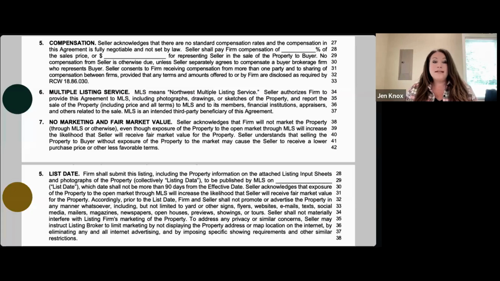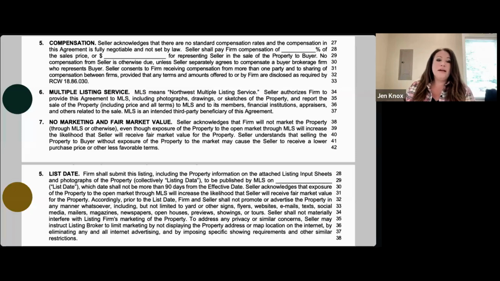Also, reporting this data to the Northwest MLS helps us when we are pricing out other homes, because it will show that it was an unlisted sale. So we can look at how much it sold for, we can look at potentially seller concessions, and we can better create what our market value is.